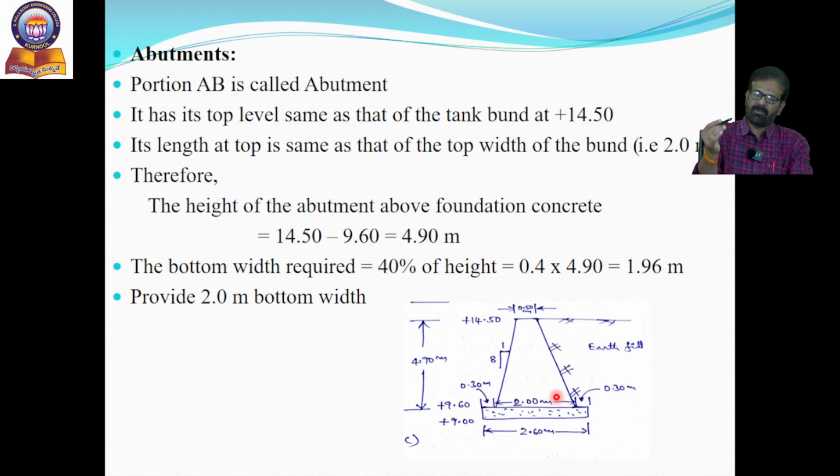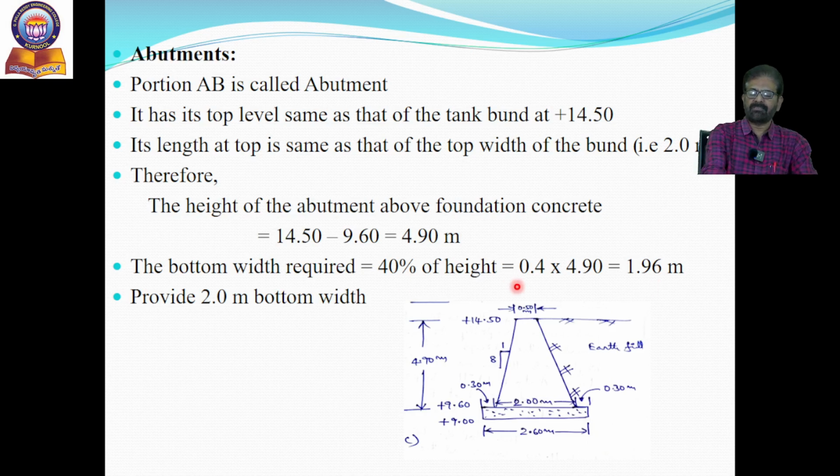First we have to fix the length. After length, height. Height is simply the difference of elevations. After obtaining the length, the bottom width required from a stability point of view is another guideline: 40% of the height has to be provided as bottom width. For any retaining wall, which is in general trapezoidal in shape, after calculating the height with a certain fixed value of top width, the bottom width has to be provided as 40% of total height, whatever the height may be.